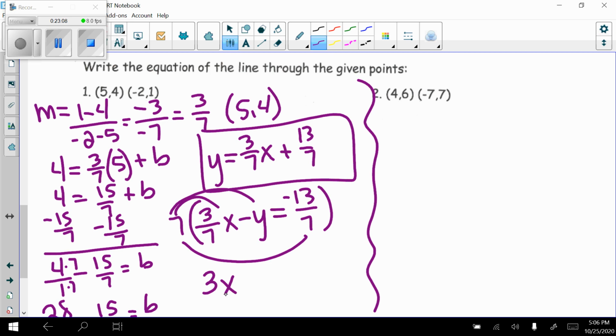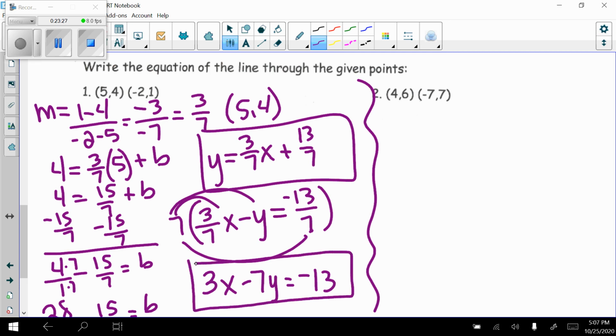That's what we needed. Negative y times 7 just gives me minus 7y. Negative 13/7 times 7: again, the 7's cancel each other out because this 7 is in the denominator, and I'm left with negative 13. All of our fractions went away. You see how sad I am, right? Slope-intercept, standard.